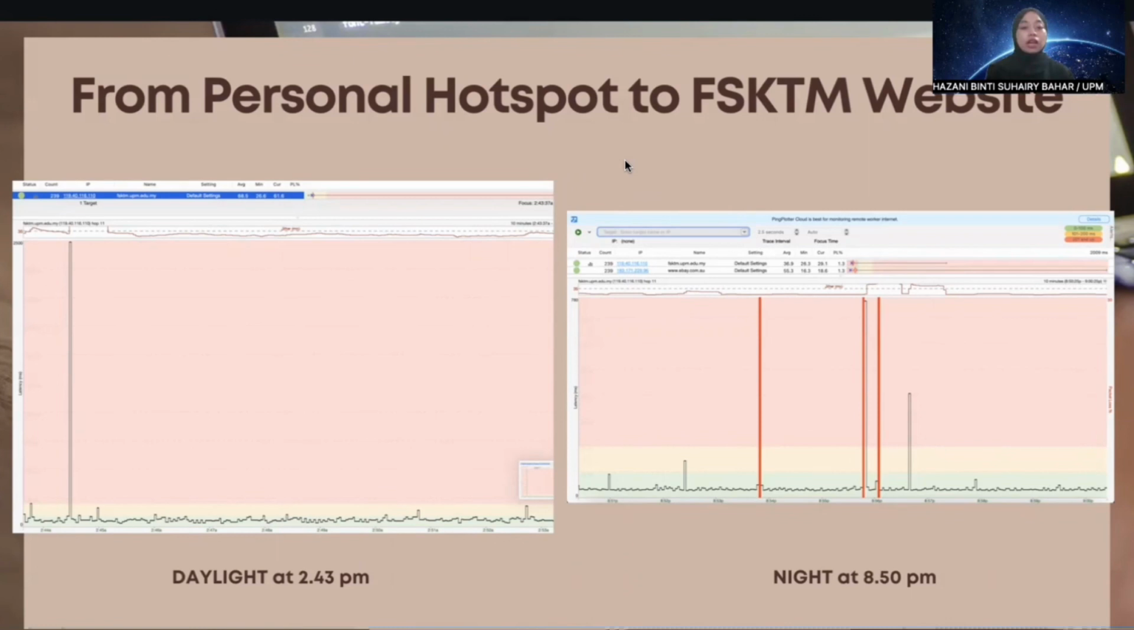The ping plotter test demonstrated that accessing FSKTM via a hotspot connection during the day provides a stable connection with moderate latency and minimal packet loss. However, accessing the website at night through the same hotspot connection revealed packet loss, irregular latency spikes, and high latency, indicating a poor and unreliable connection.